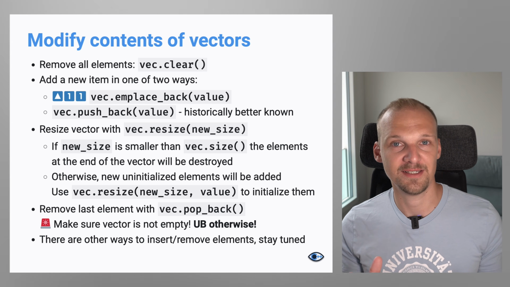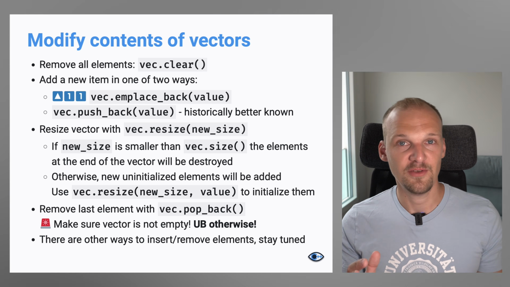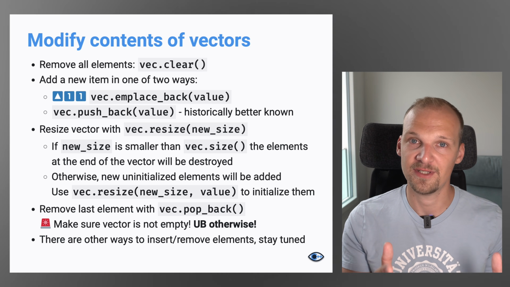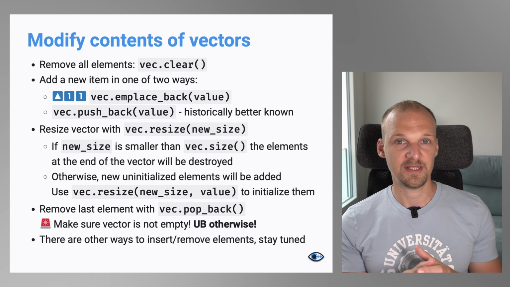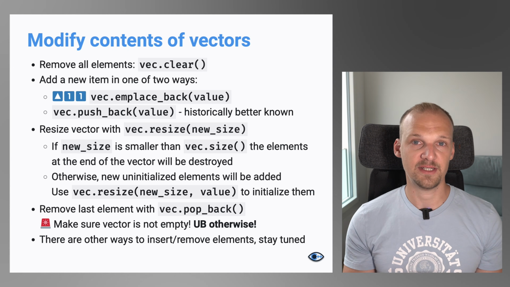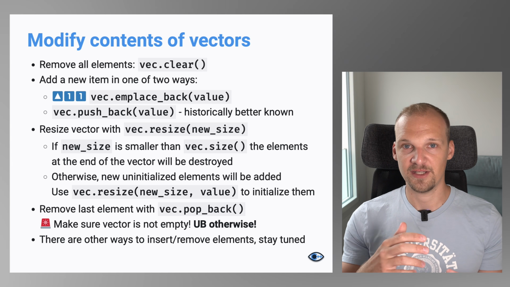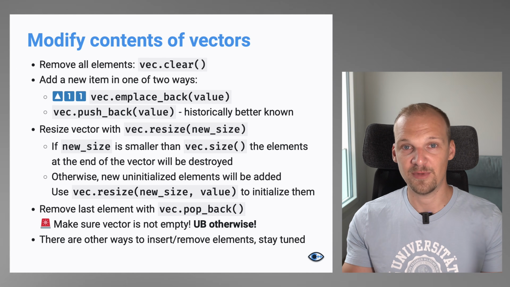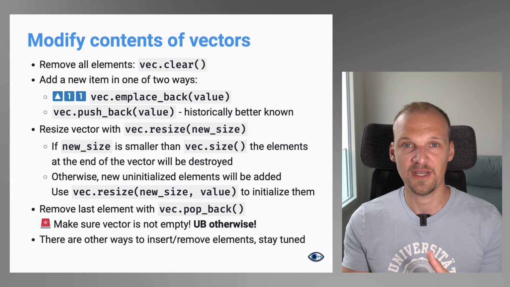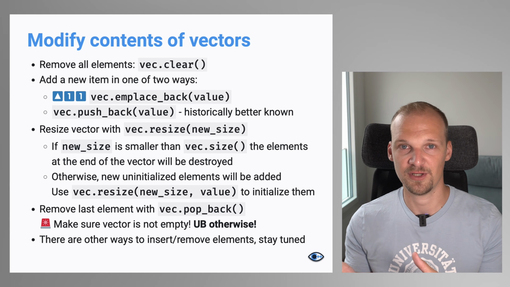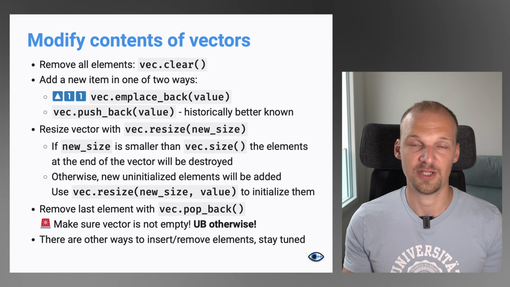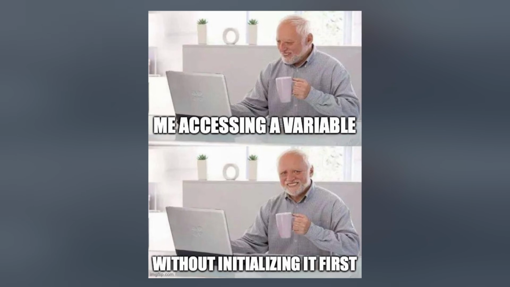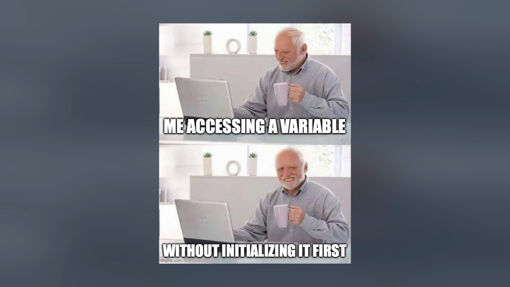You can also change the size of the vector with the function resize. So if you provide a new size which is smaller than the current size that you have, then the elements at the end of the vector will be dropped. If you provide a size which is larger than the current size of your vector, then you will basically generate new elements at the end of the vector. And if you don't provide any more information to the resize function, then they will be left uninitialized, but you can also provide a value for them to be initialized to. And remember, if you ever access an uninitialized variable, then this is undefined behavior land, and you're going to be in a world of pain.